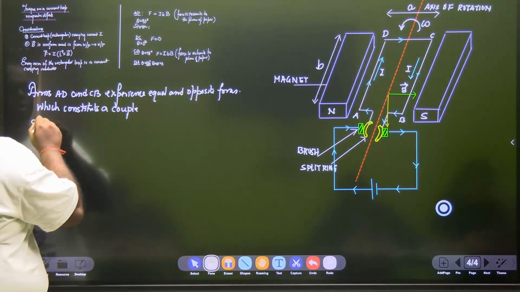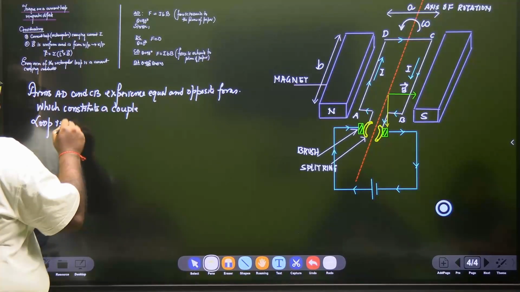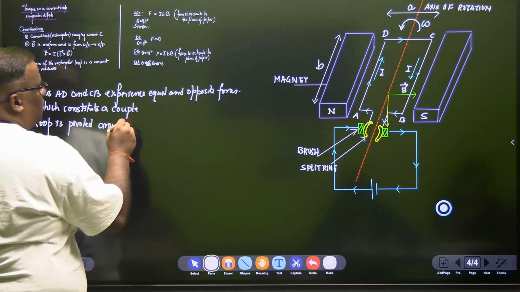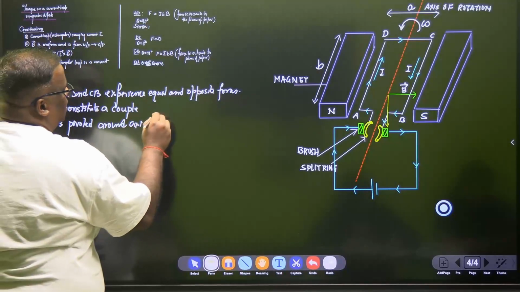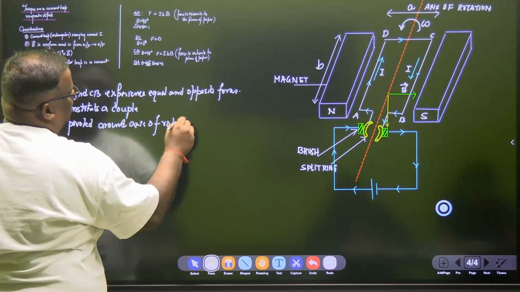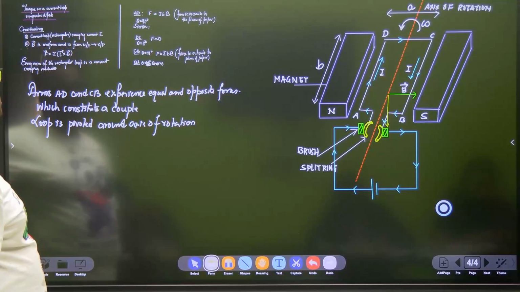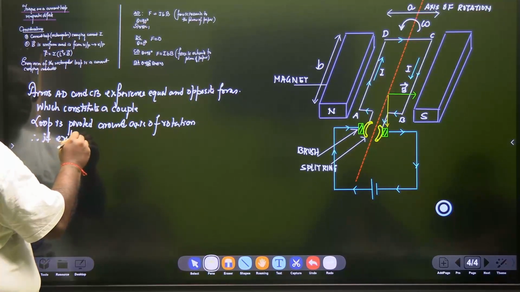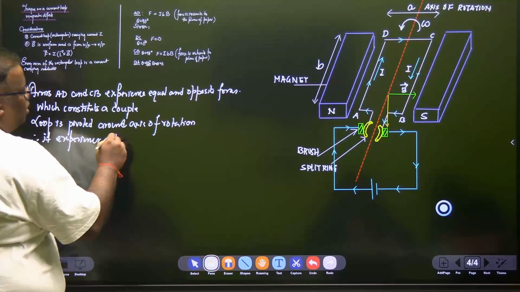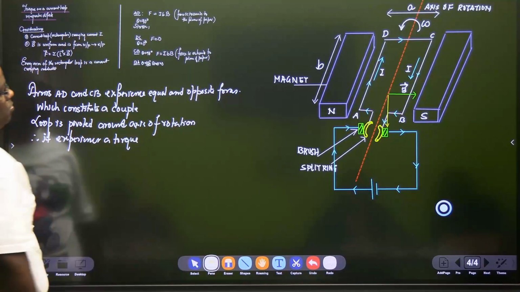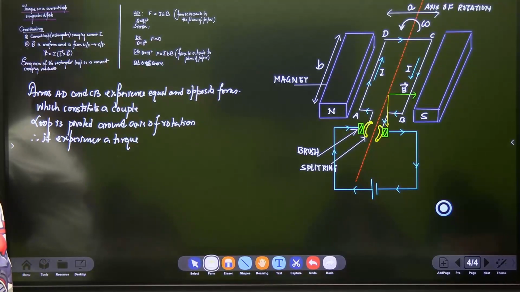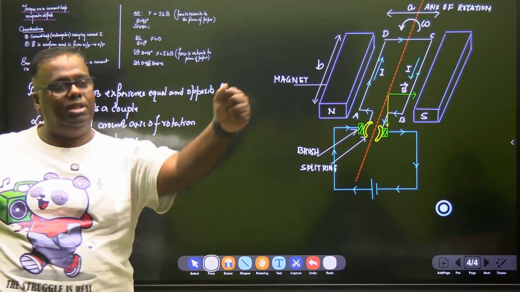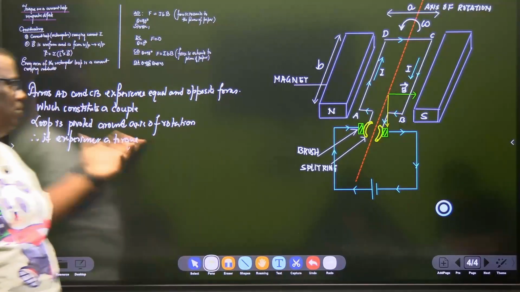Loop is pivoted around the axis of rotation. It is pivoted around the axis of rotation. Therefore, it experiences a torque. This will now experience a torque because see, I've pivoted your head and I'm pulling your ear by this side and by that side. Your head will rotate.